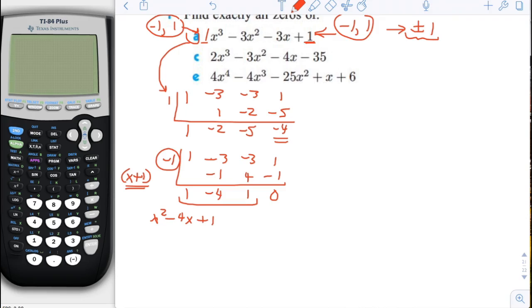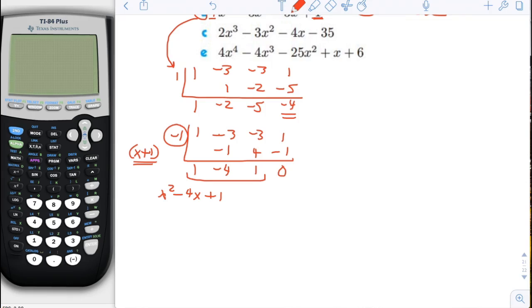12, square root of 12. So it's going to be irrational roots. So we're going to have to use the quadratic formula. It would be negative b, which would be 4, plus or minus the square root of b squared, which is 16, minus 4 times a times c, which is 4, divided by 2. So that's equal to positive 4 divided by 2, which is 2, plus or minus the square root of 12 divided by 2. We could simplify that into 2 plus or minus 2 square root of 3 divided by 2, which is square root of 3.